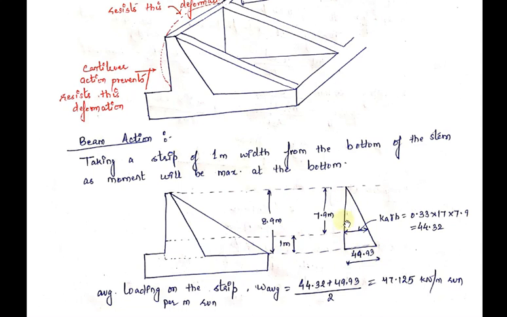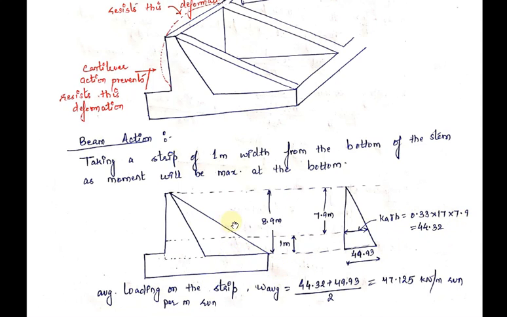This was the pressure distribution diagram. So I can find out the value of pressure at the top of this strip. And this is your strip, and at the top the value will be Ka gamma h. If this width is 1 meter, the depth of the top of the strip will be 7.9 meters. So this value will be Ka gamma h, that is 0.33 into 17 into 7.9. So I will get 44.32.